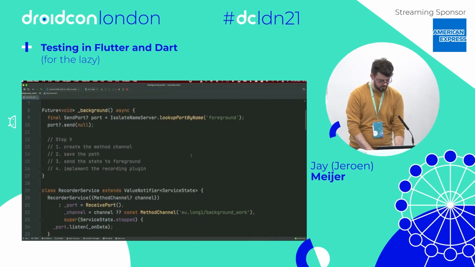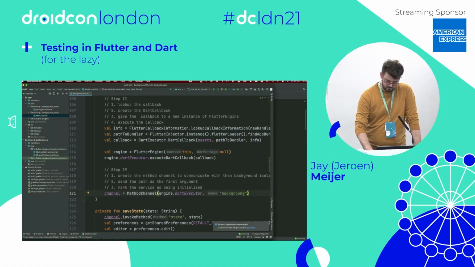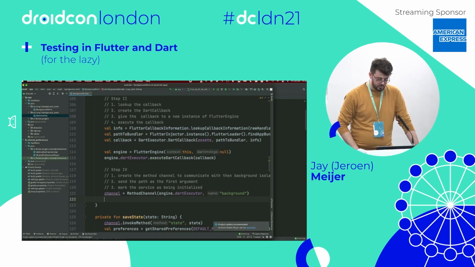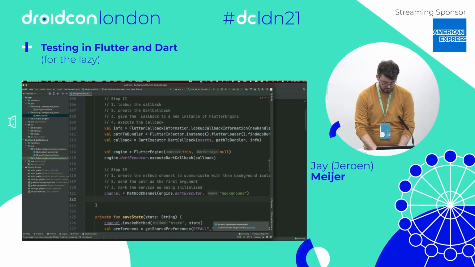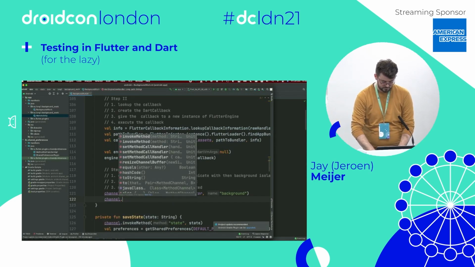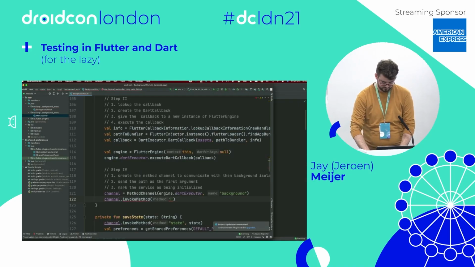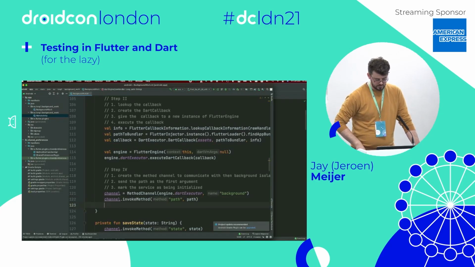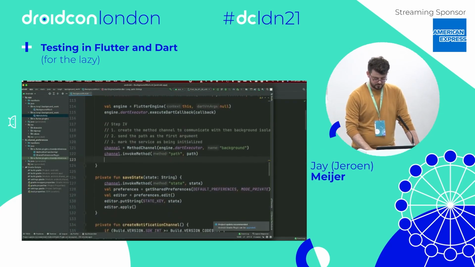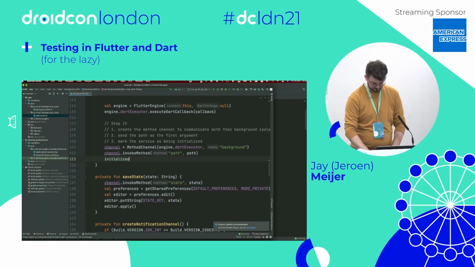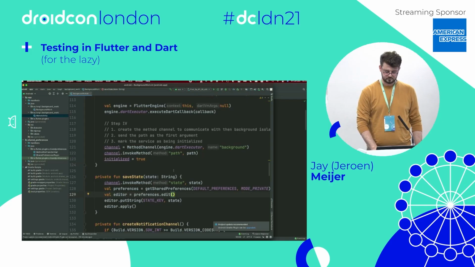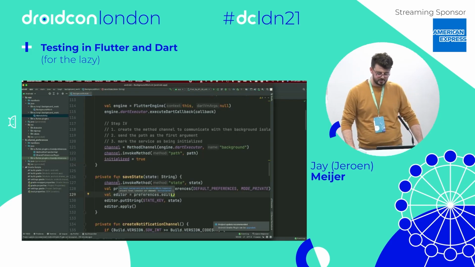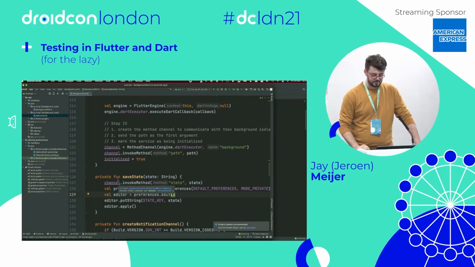So in this case, we're going to come back here and then create the other end of the channel. So we created a channel. Now we need to send the path as the argument. So we're going to say invoke method path, sending the path where we want to save the audio. And in here, we also have a Boolean. We need to make it true, that the service has been initialized, it's ready to receive information.